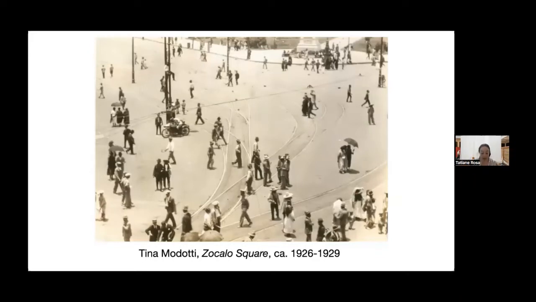Could I ask about the term muralism itself? Is this to do with painting on walls? Yes. I'm not quite familiar with that term. Yes, exactly.